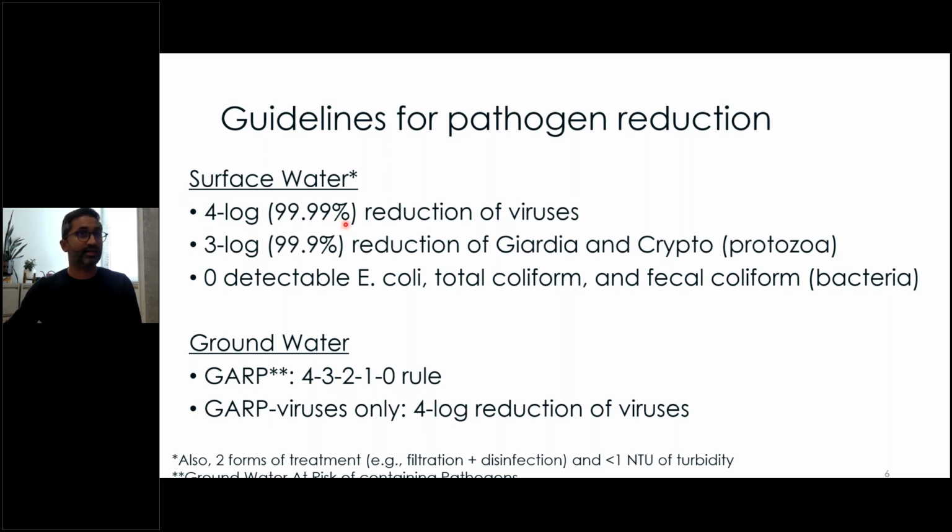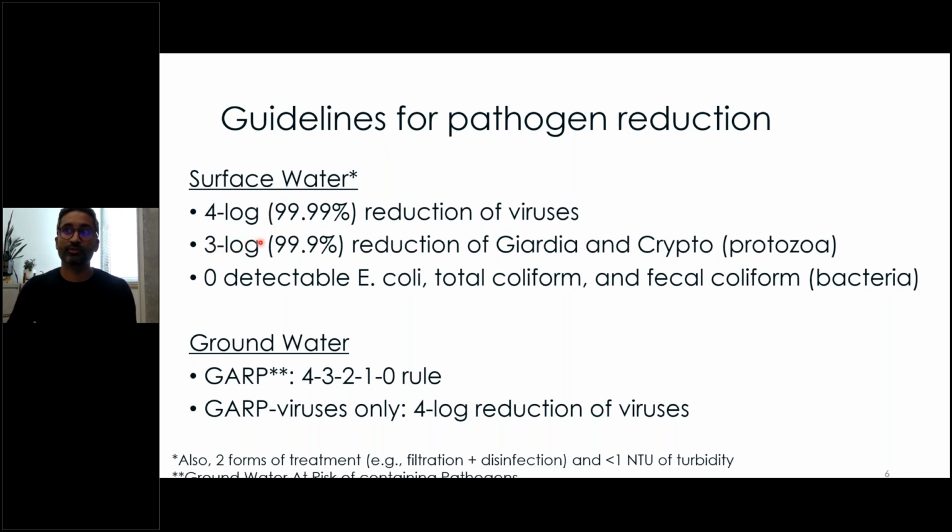Now, log as a concept, the word, it's short for logarithm. And really what that means is how many factors of 10 you're trying to reduce a particular pathogen by. So if we want 4 log removal, it means we want 10,000 times the removal, which is 10 to the power of 4, is 10,000. So we want 10,000 times removal of our viruses. Another way to think of that is if you have 10,000 viruses, through our treatment, we want to reduce that from 10,000 down to 1 virus.